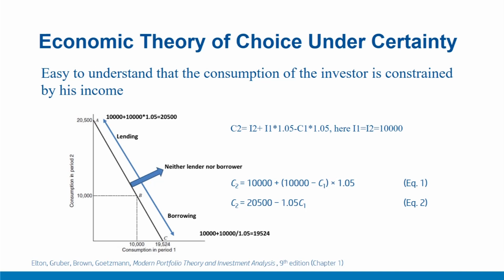If the consumption in period 2 is C2 and in period 1 is C1, we can write a simple equation that defines the relationship between income I1 and I2 and consumption C1 and C2 as shown here. This will be as follows: C2 equal to I2 plus I1 into 1.05 minus C1 into 1.05. Here I1 equal to I2 equal to 10,000.